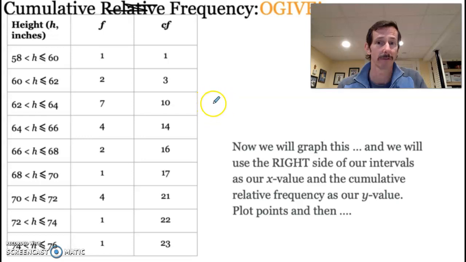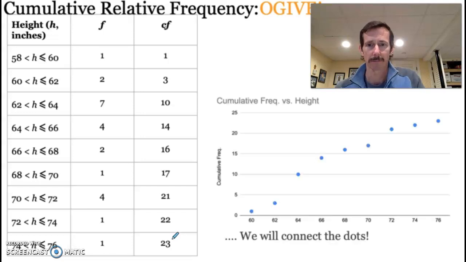This would be 10 out of 23. This would be 14 out of 23. And you would end up being at 100% right here because you'd have 23 out of 23. So it just changes your values from numbers and counts to percents. That's it. All right, so let's take a look at this.